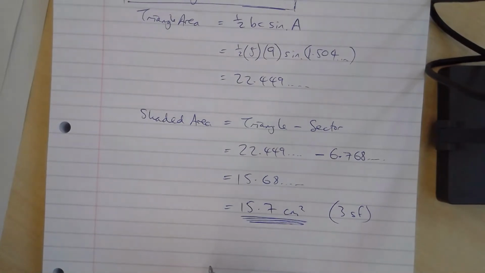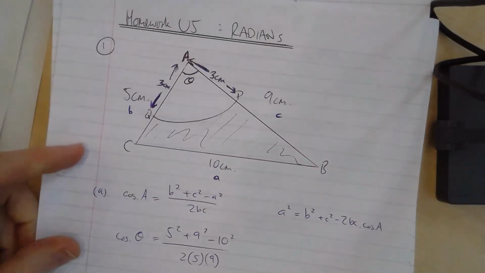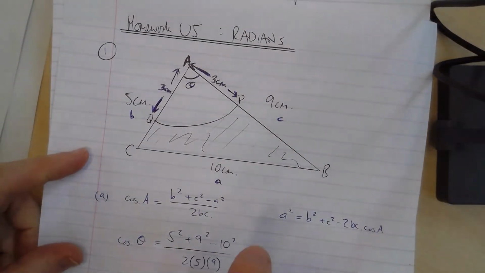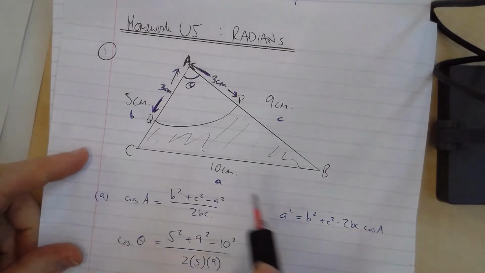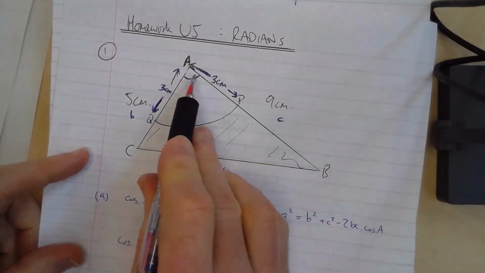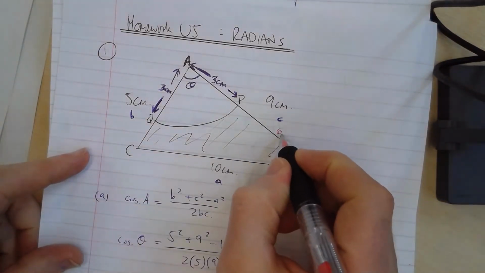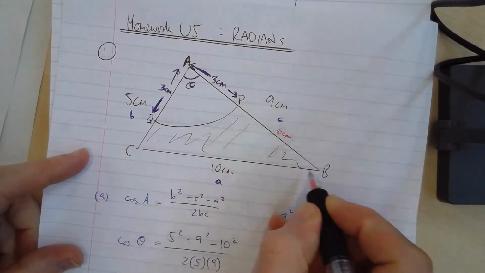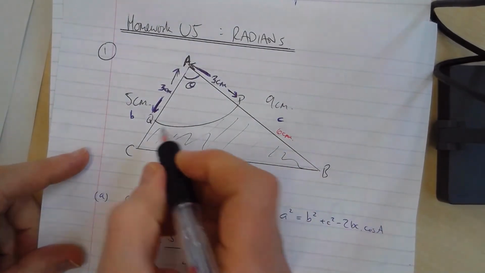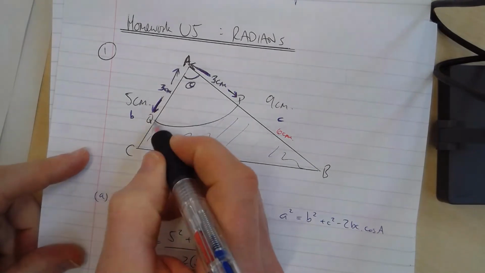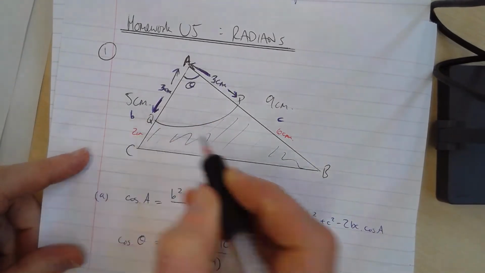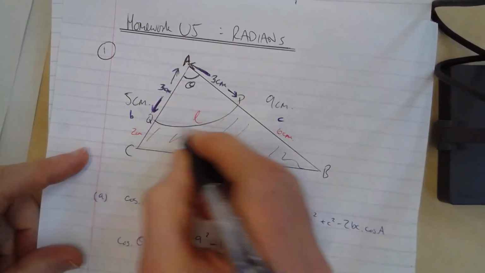Okay, and finally, find the perimeter of the shaded region. Let's mark on here what we've got then. So the full length there was 9, that bit of radius was 3, so clearly here we've got 6 centimeters. We know the bottom's 10, and then the full length there was 5, that bit's 3, so this is clearly 2. Crucially, what we need is the arc length there.